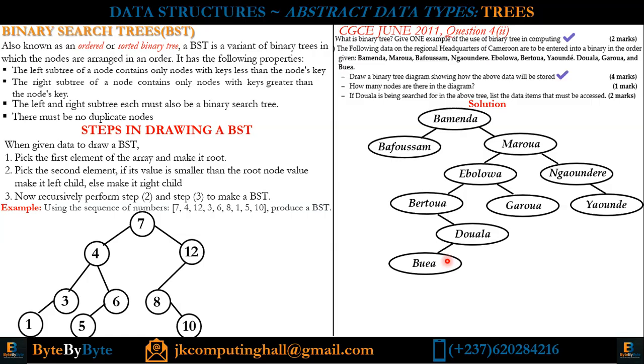The next part says, how many nodes are there in the diagram? So how many nodes do we have? 1, 2, 3, 4, 5, 6, 7, 8, 9, 10. We have 10 nodes. We are done with this other question.